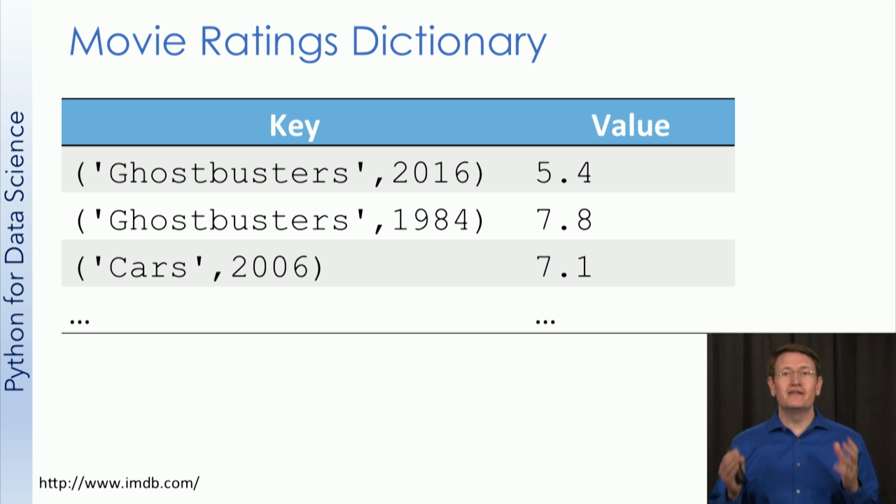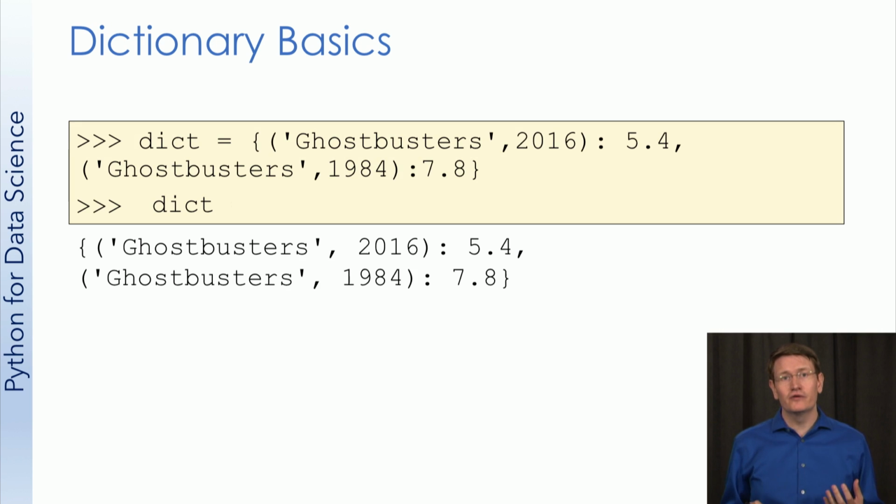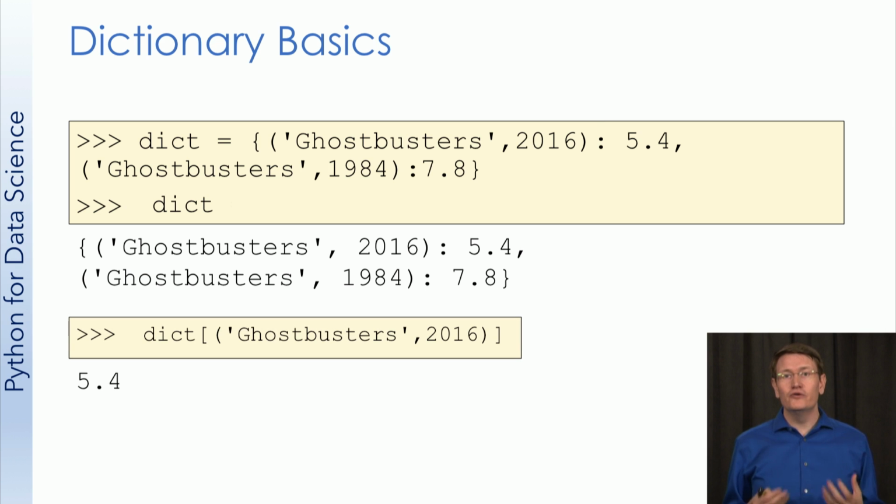I could honestly spend an hour just giving you more examples of how key-value pairs are useful, but that'd probably be overkill. So let's dive into how to create and use dictionaries in practice. Just like with the previous data structures, let's start by creating one. Here, I've created a dictionary with just the two Ghostbusters movies and then displayed it. Notice the curly braces when declaring a dictionary and the colon, which denotes the break between a key and a value.